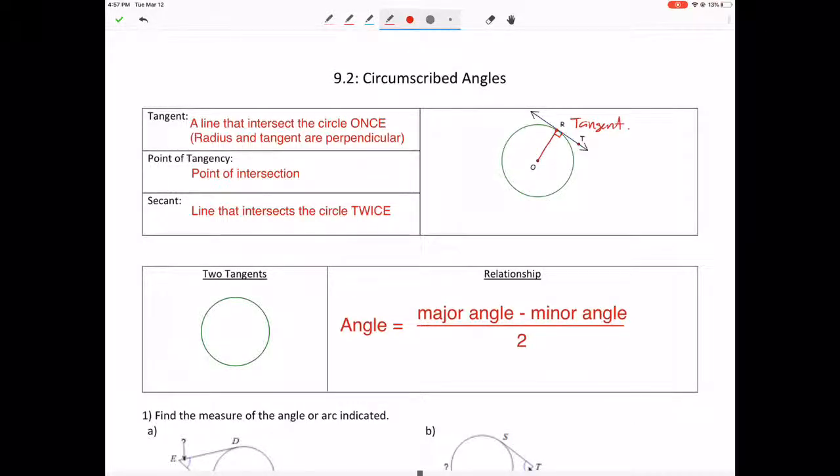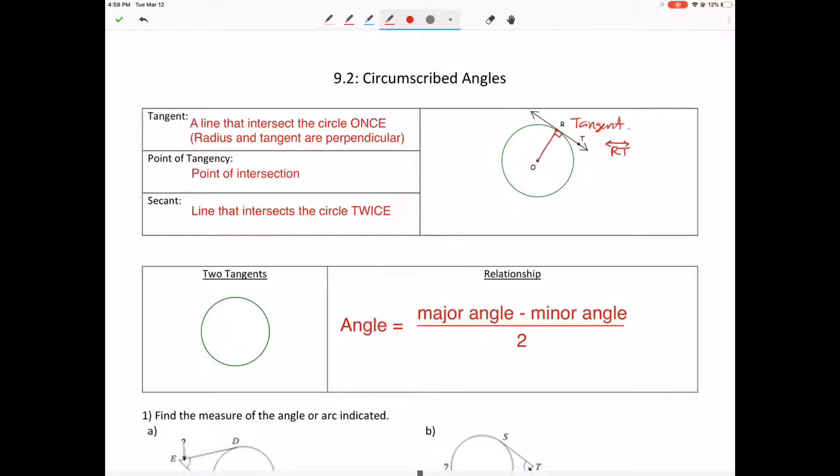If you were to write down this line, you would write it as RT, and you would put an arrow on top of it because it goes on forever. So that's how you write down a line. Also, we have the point of tangency. The point of tangency is the point of intersection where the tangent touches the circle.